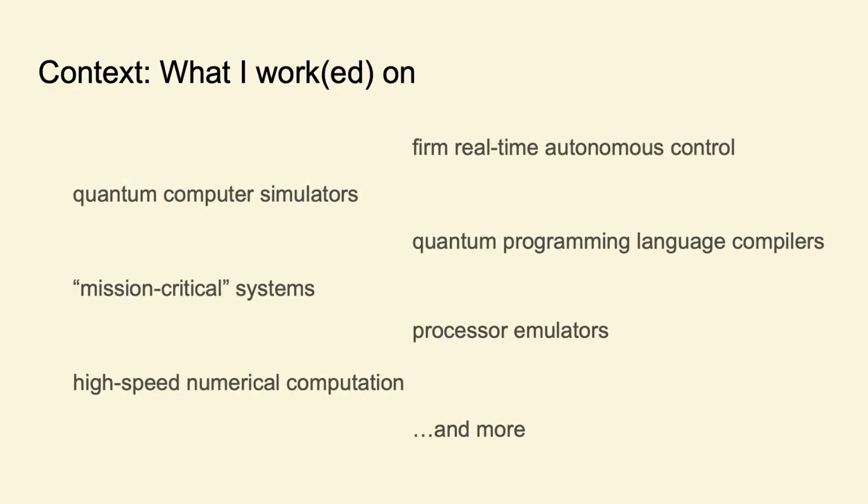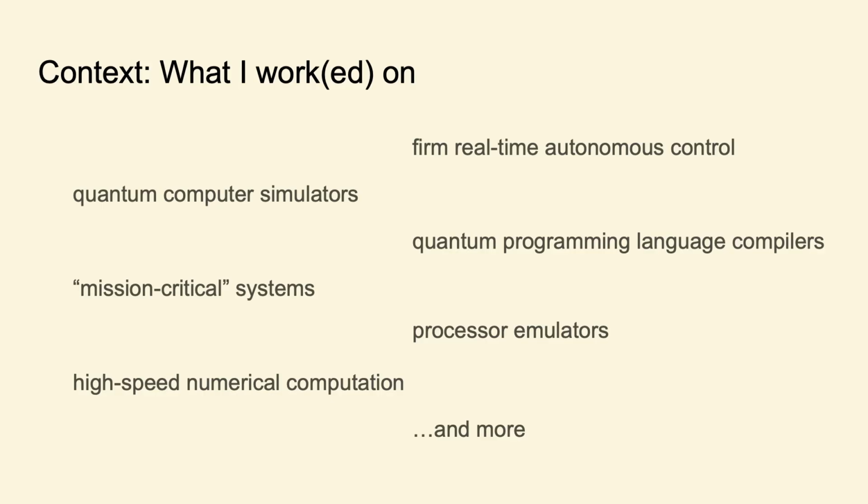Second bit of context I want to share are the types of projects that I've worked on, professionally specifically. Firm real-time autonomous control, so by firm here I mean it's not quite soft real-time, but it's also not quite hard real-time. You can miss some temporal deadlines and things won't go terribly, but you can't miss too many or things will go terribly. I've talked a lot about quantum computer simulators and compilers in previous talks online and so on.